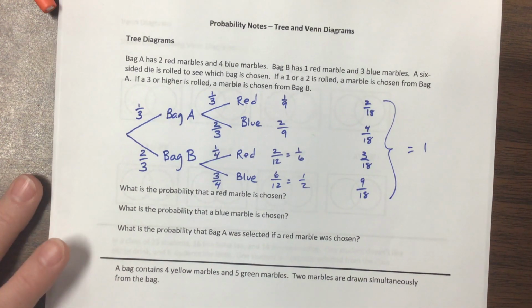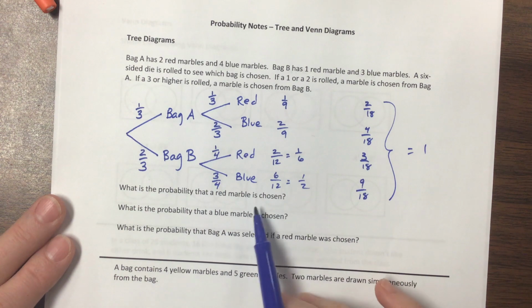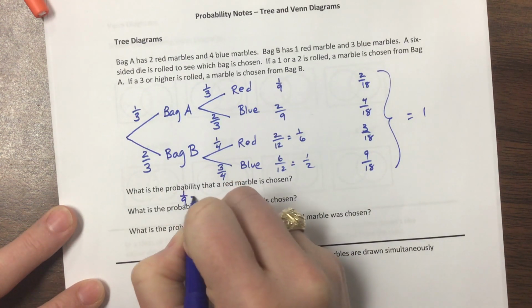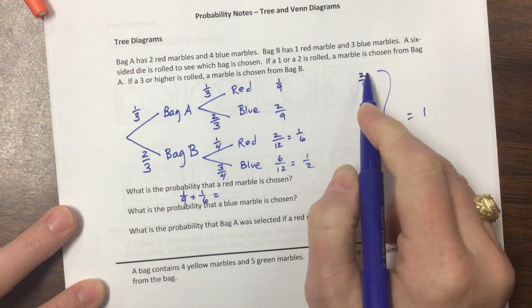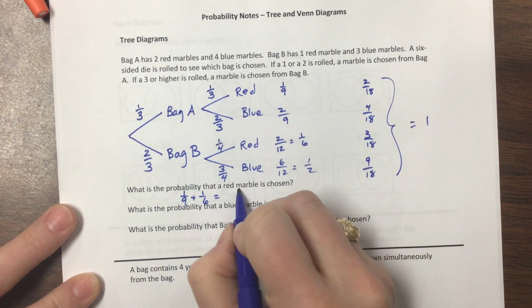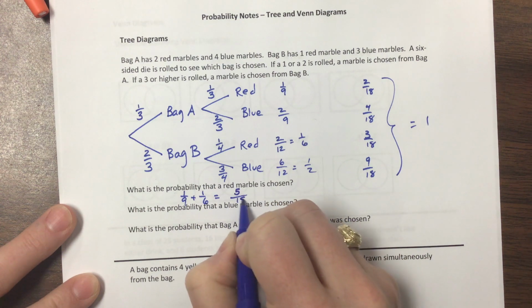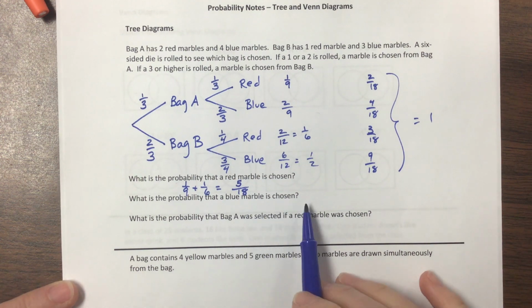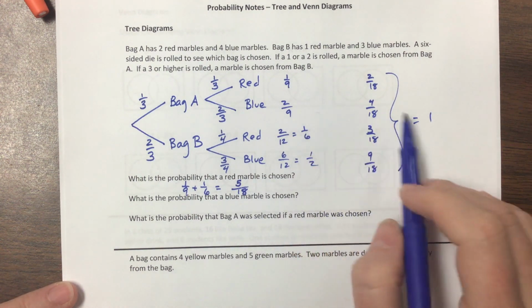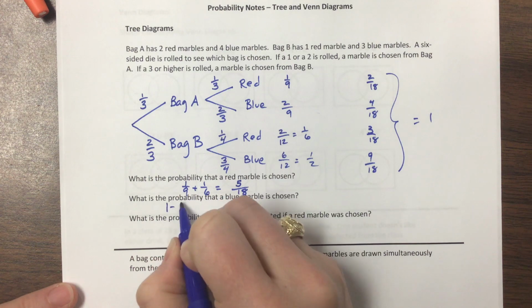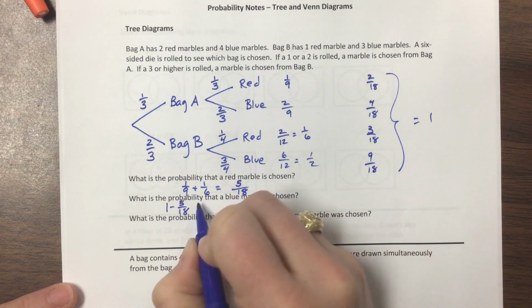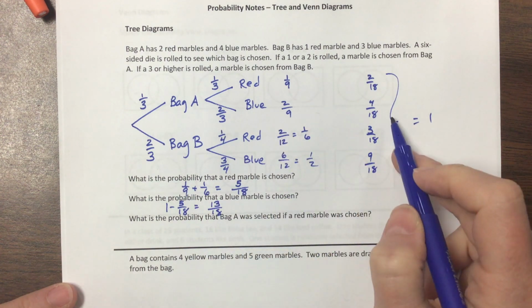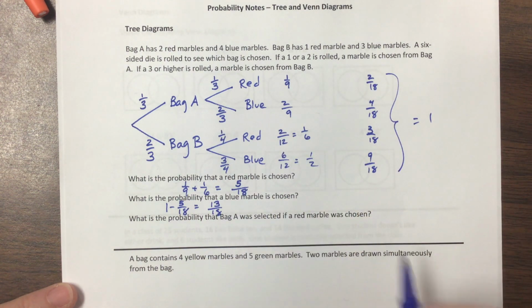So what is the probability that a red marble is chosen? Well, I can get a red here or a red here. So that becomes 1/9 plus 1/6. That's 2/18 plus 3/18, which is 5/18. What is the probability that a blue marble is chosen? If it's not red, it's blue. So you could say it's 1 minus 5/18, which is 13/18, but you could also get that by adding blue and blue. And yes, sure enough, that is 13/18.